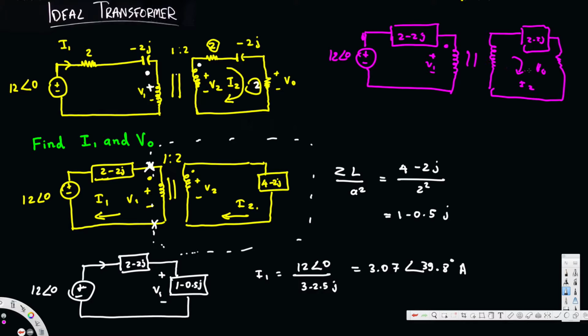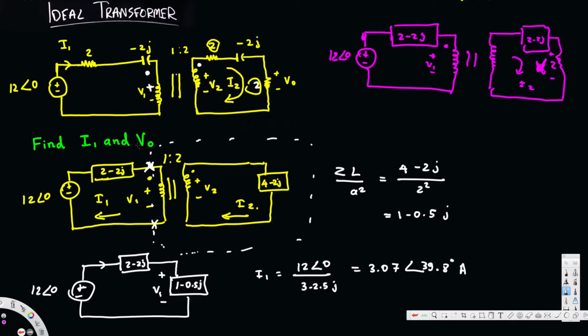Now V1, everything remains the same. This one is 2, and also I combined this 2 and minus 2j together. That's why we have 2 minus 2j. And I keep this 2 as it is. The voltage across V0. Okay, this plus minus right here.